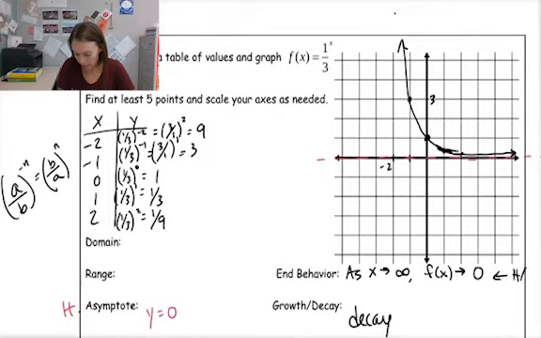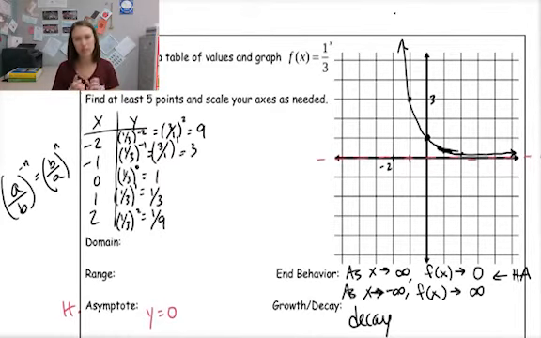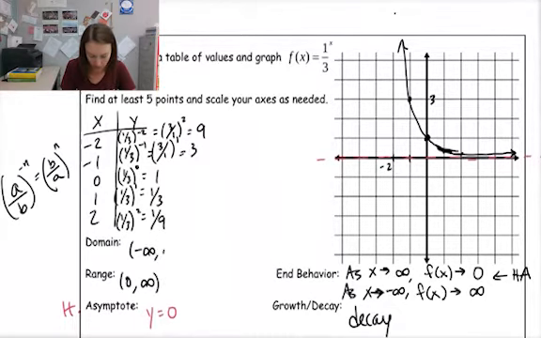There's that horizontal asymptote. As x approaches negative infinity, so as we go to the left side of our graph, as we trace our function into the left side, f of x is going up to infinity. So our end behavior has switched for decay. Our range is still the same, from 0 to infinity, and our domain is still the same, negative infinity to infinity. So the only thing that's really changed is the end behavior has switched to the opposite end of our graph.